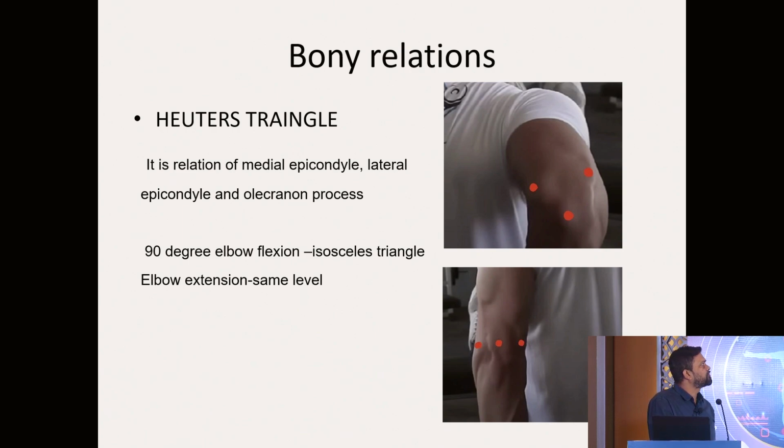What is the importance of the Hueter triangle? If there is any history of fracture in any of the structures, the medial epicondyle, lateral epicondyle or olecranon, this line will be disturbed. So we can't make this straight line. So you can get a fair idea about whether there was a recent fracture or a past history of any fracture.